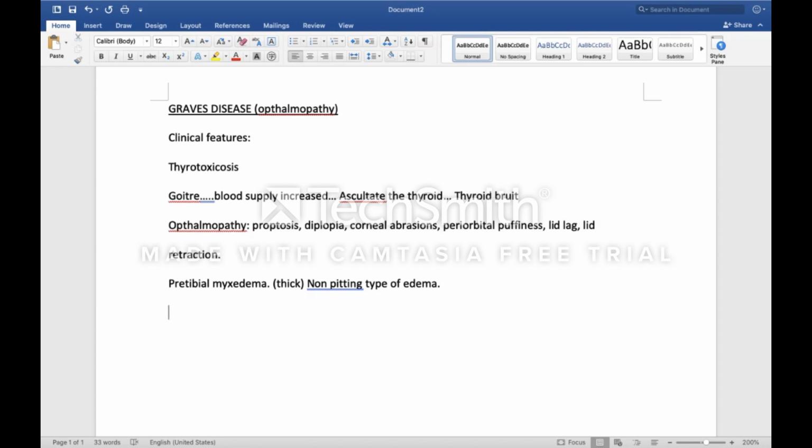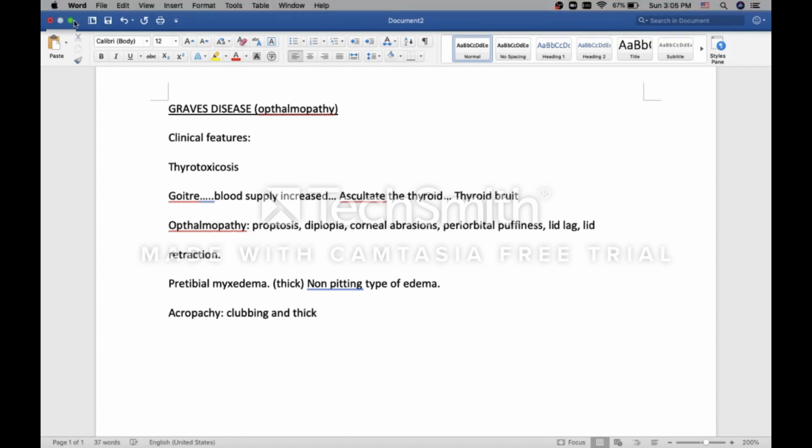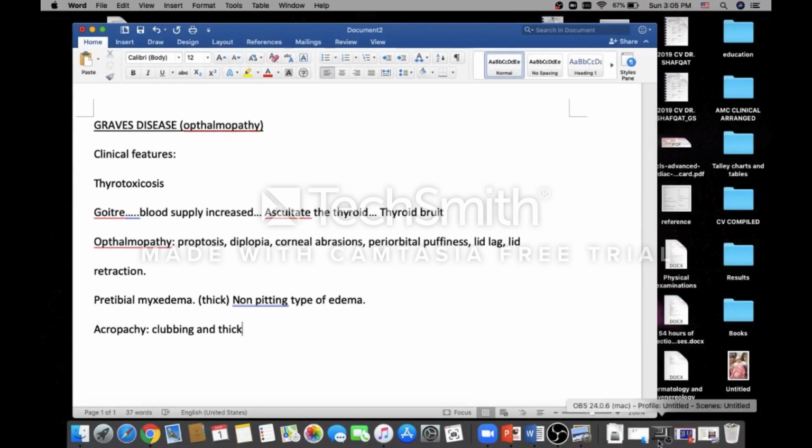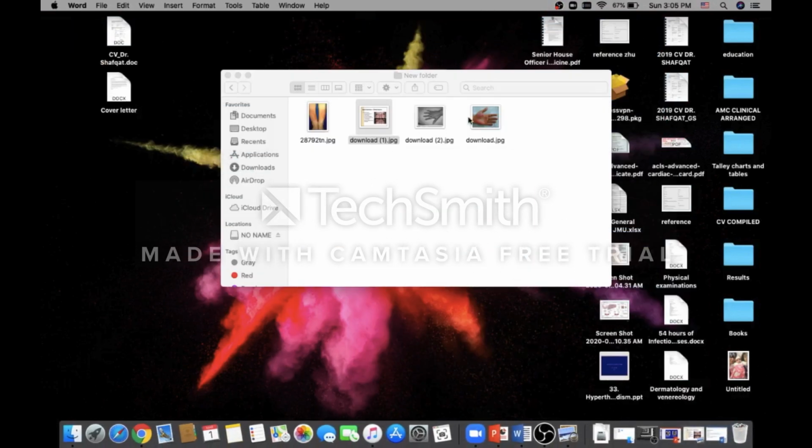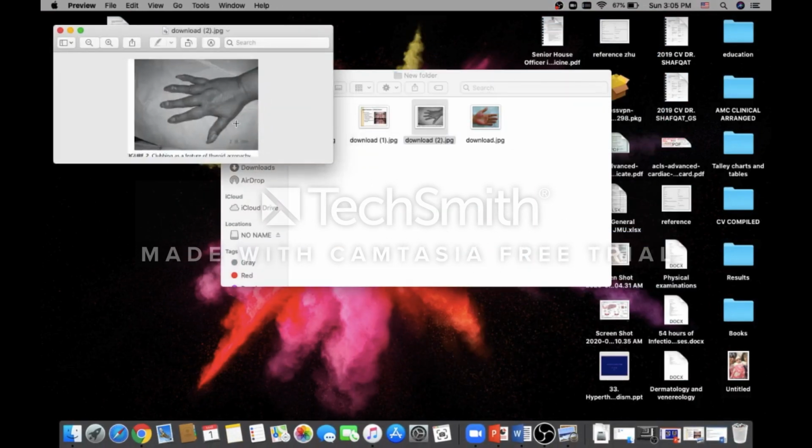One more thing which is not present in all the patients, but can be present in many of them, is called acropathy. So what is acropathy? As the name shows, acro means the fingers and these things. These are people who have clubbing, and their digits become thick. Maybe I have a photograph of acropathy as well. I can show you. Yes, this one. See, their fingers become thick.